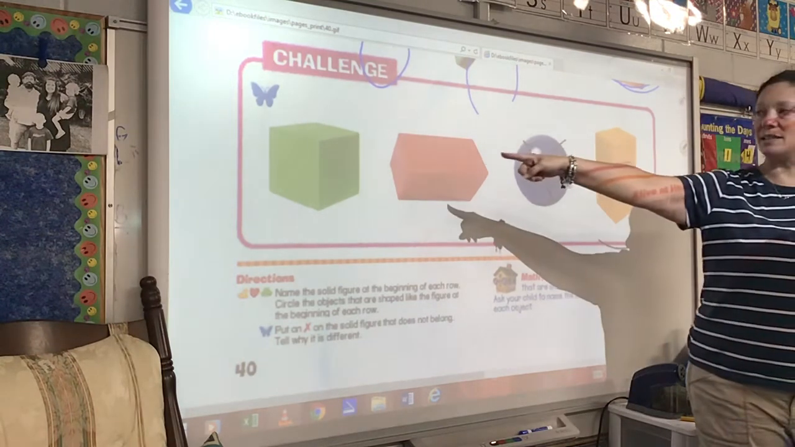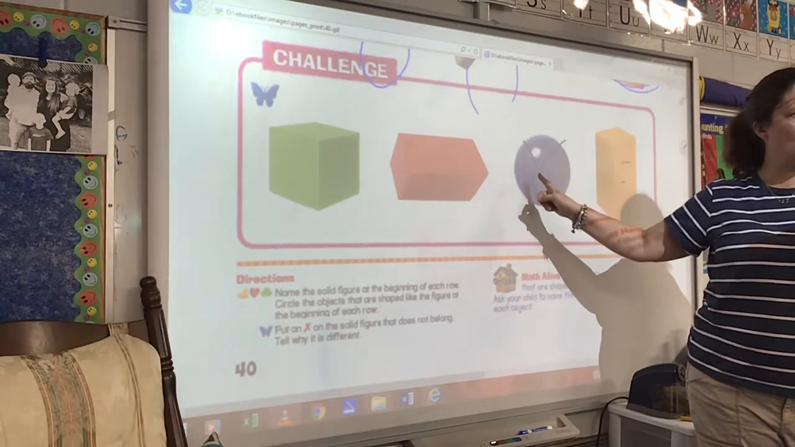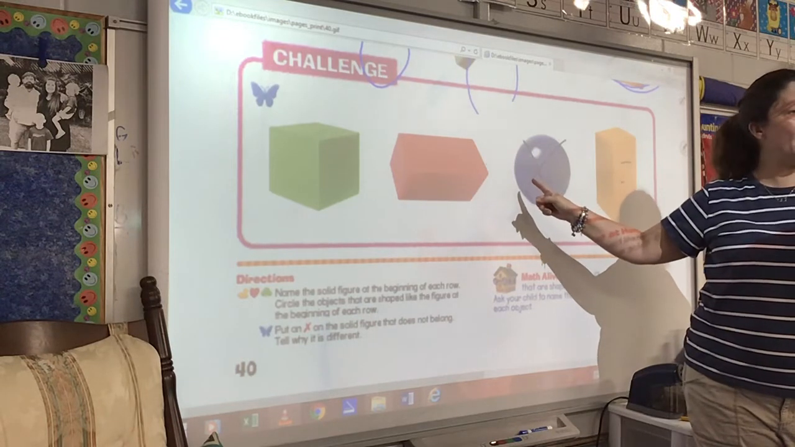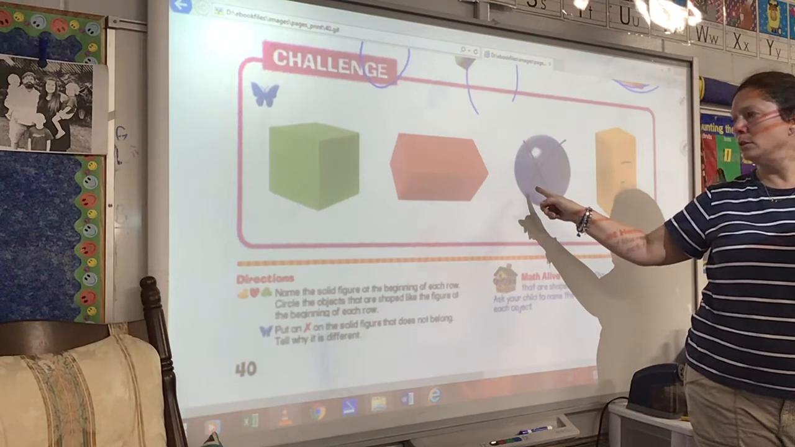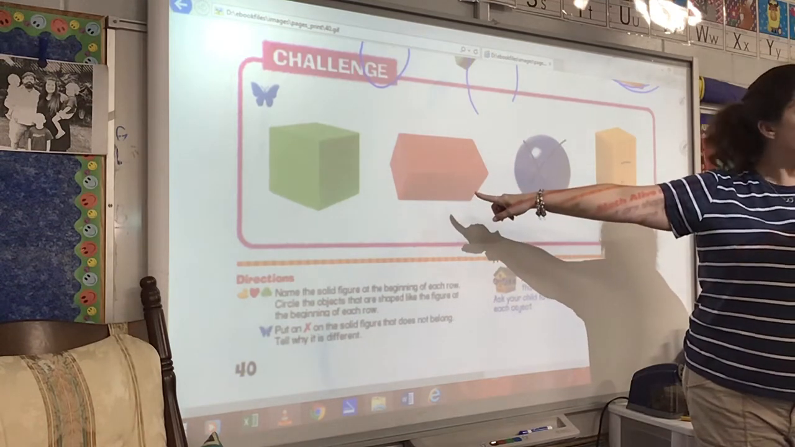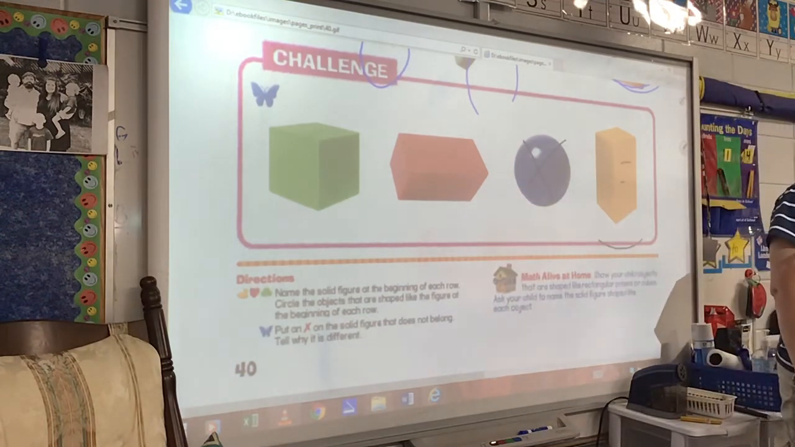Look, these all have sides and corners. Does this one have a corner? No. Does it have a side? No. Can this one roll? Yes. Can all of those roll? No. So now you see why that one probably didn't belong? Do you see why they picked that one?